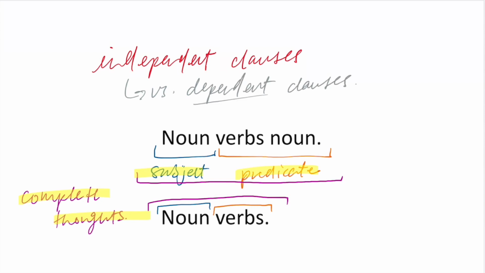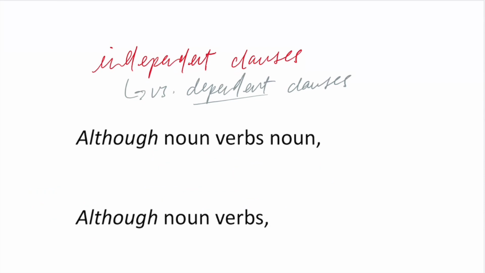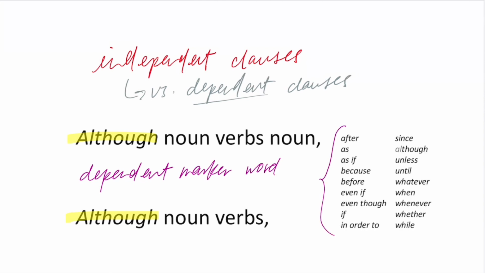If we add on the word although to the front of both of these chunks, we get two sentences that don't really sound like complete thoughts. Although noun, verbs, noun, although noun, verbs. The word that we've added, although, is called a dependent marker word. It's one of many dependent marker words. The most common ones you've probably heard of are if, although, like ours. You can also say since, and unless or until.